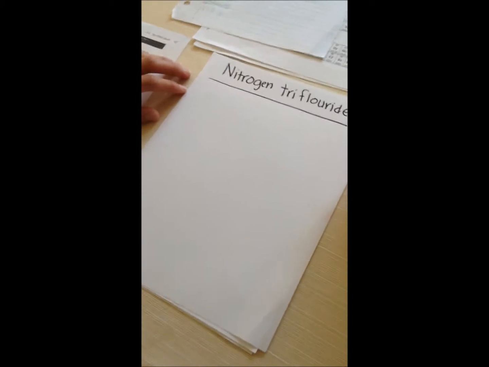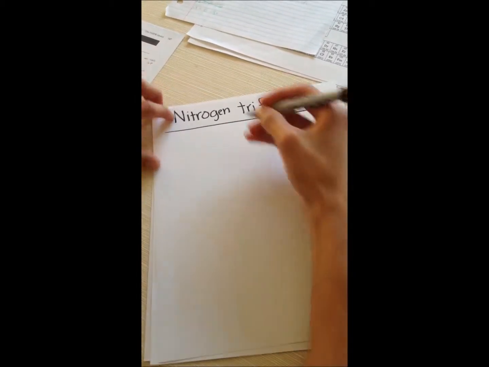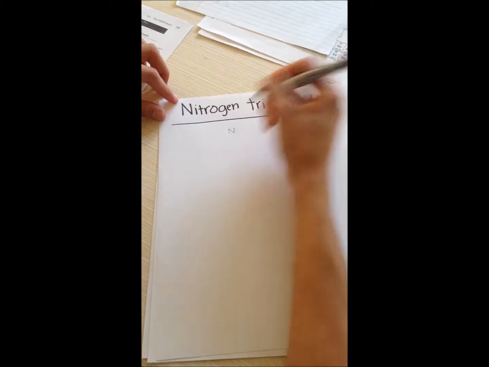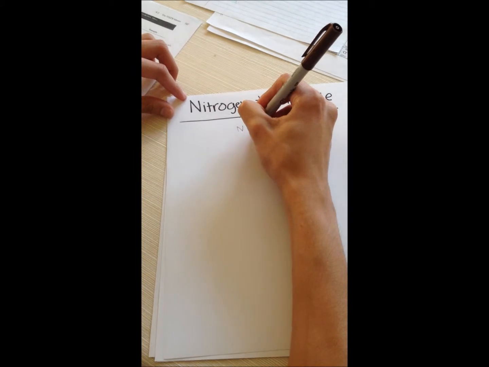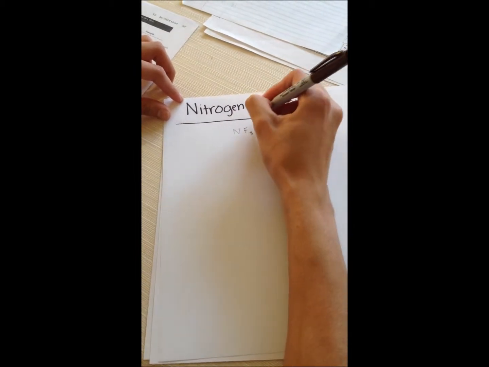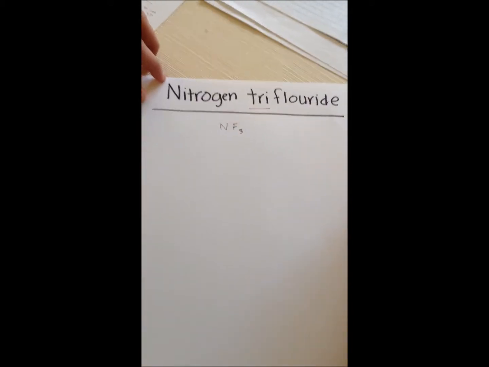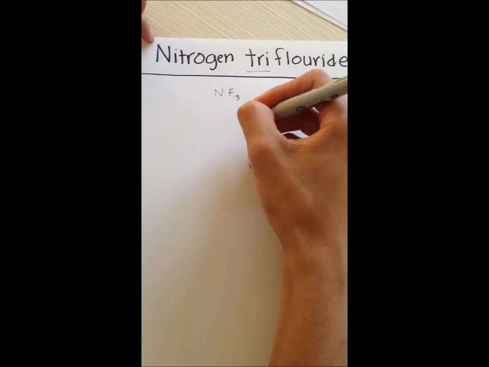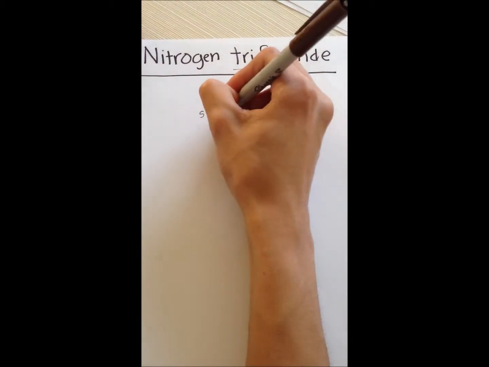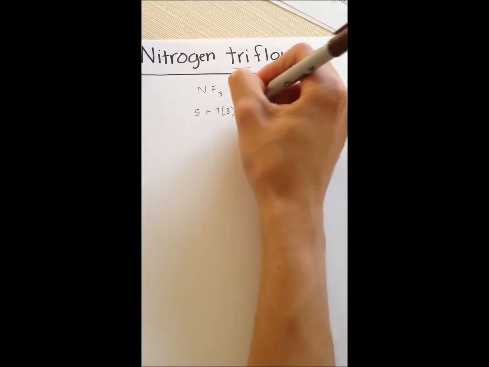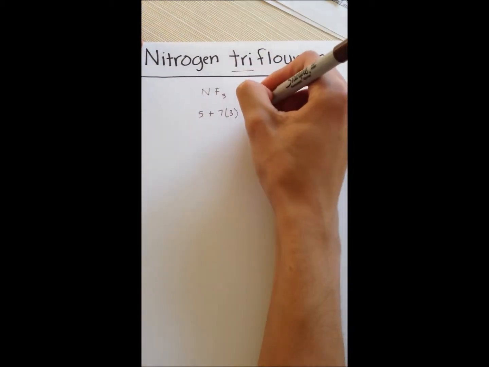Our fourth and final example is nitrogen trifluoride. Our chemical formula for that is NF3. We know it's 3 because of the prefix tri. So to get ready for the Lewis structure, we have to count how many electrons we have. Nitrogen has 5, plus fluoride, which has 7, and since there's 3 of them, it's going to be 21 plus 5, which is 26.